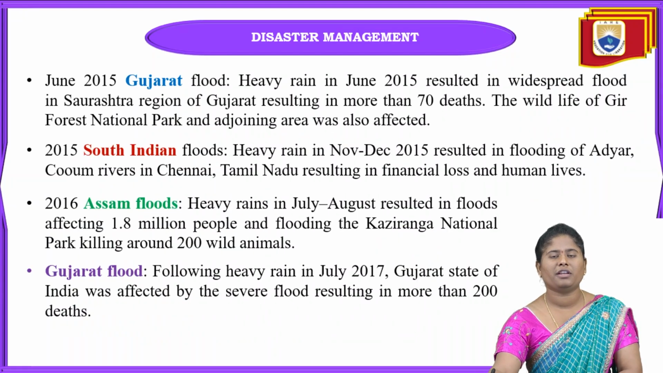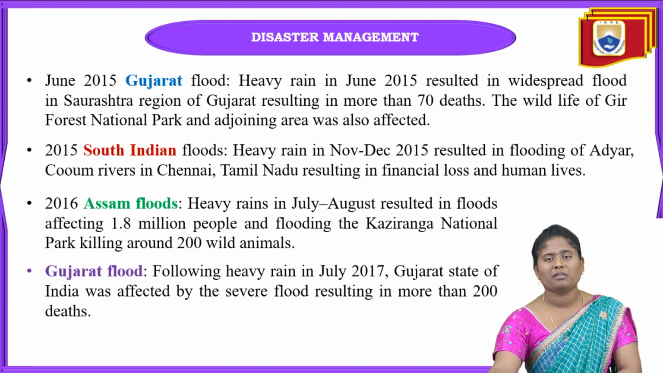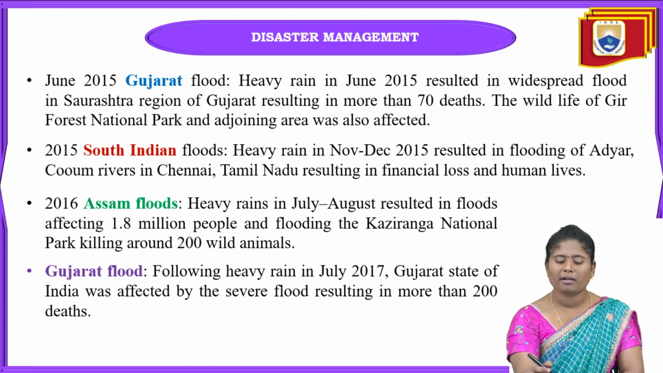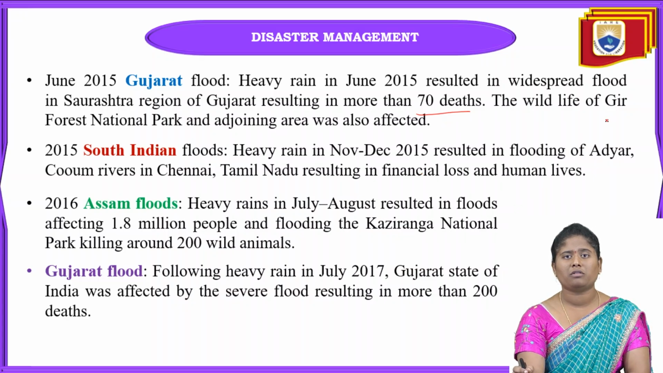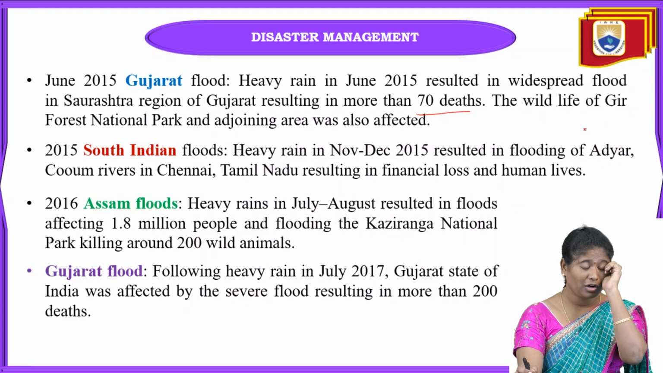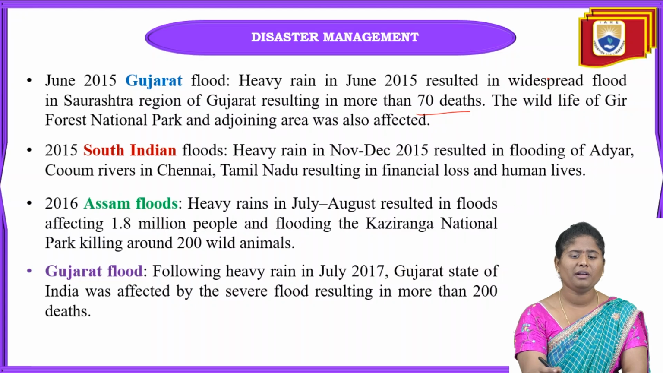And next one is in June 2015, in the Saurashtra region in Gujarat. At that time heavy floods occurred, and almost 70 deaths happened. And in the Gir Forest National Park also, many animals died at that time, and the overall area was also affected. And next one is the South Indian floods.